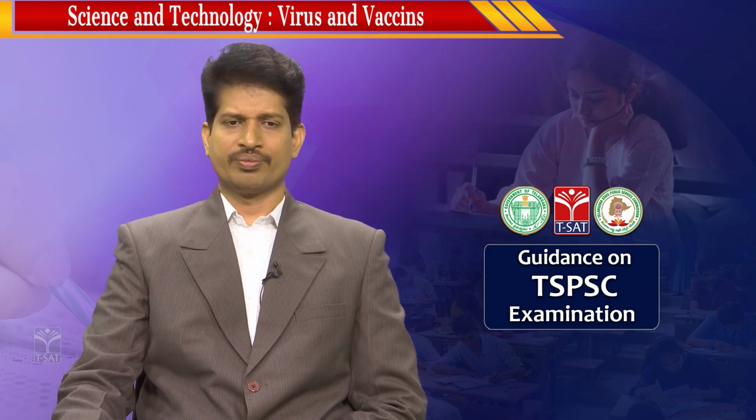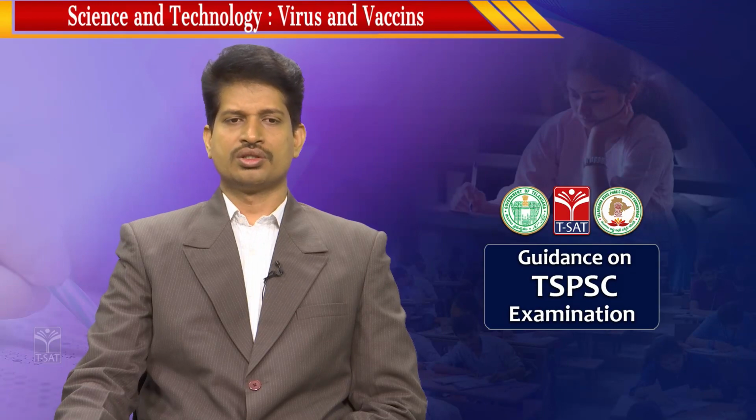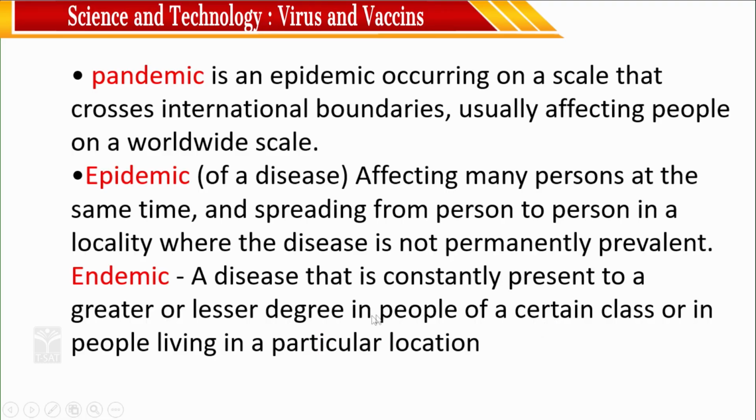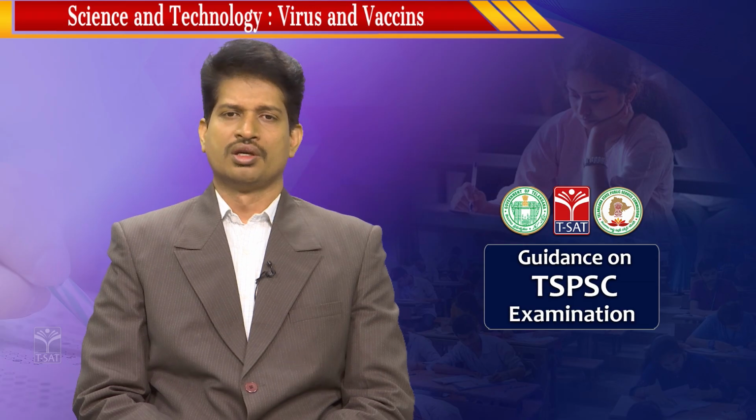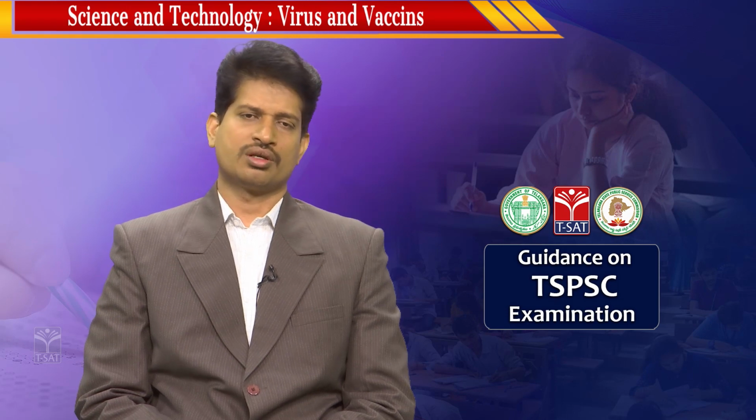In the case of endemic, it is a disease that is constantly present to a greater or lesser degree in people of a certain class or in people living in a particular locality. So, it is present in a particular locality permanently, whereas an epidemic is not a permanent feature. Endemic is locally permanent; epidemic is local but not permanent. We must be able to make this kind of difference to understand certain questions in this pandemic era, in terms of the difference between pandemic, epidemic and endemic.